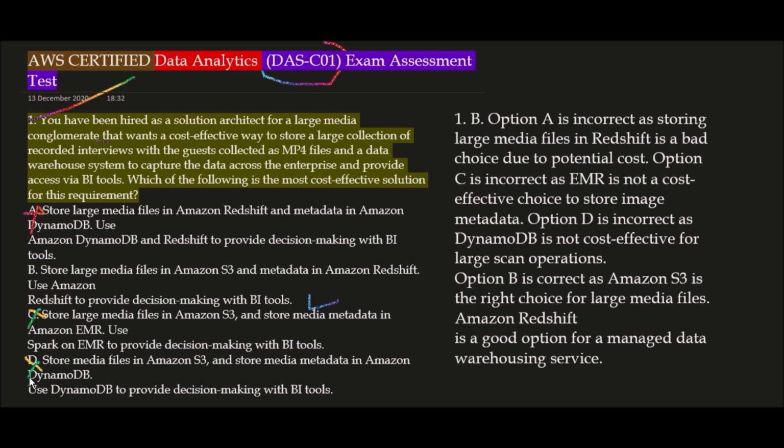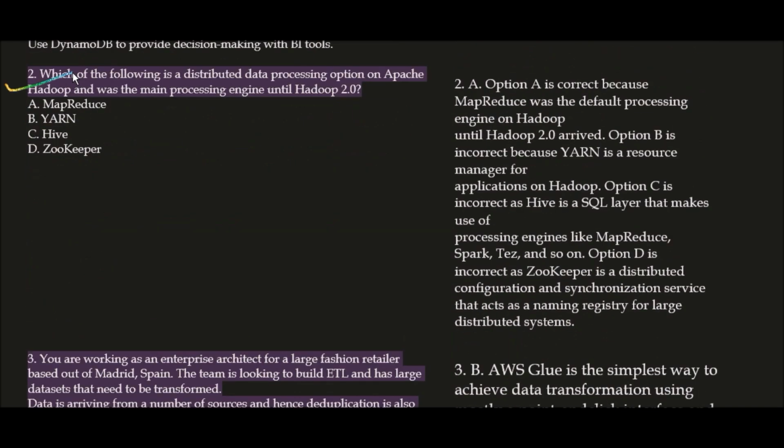Okay guys, now next question. Which of the following is a distributed data processing option on Apache Hadoop and was the main processing engine until Hadoop 2.0? Option A MapReduce, option B Yarn, option C Hive, option D Zookeeper. Correct answer here is option A MapReduce. MapReduce is a distributed data processing option on Apache Hadoop and was the main processing engine until Hadoop 2.0.